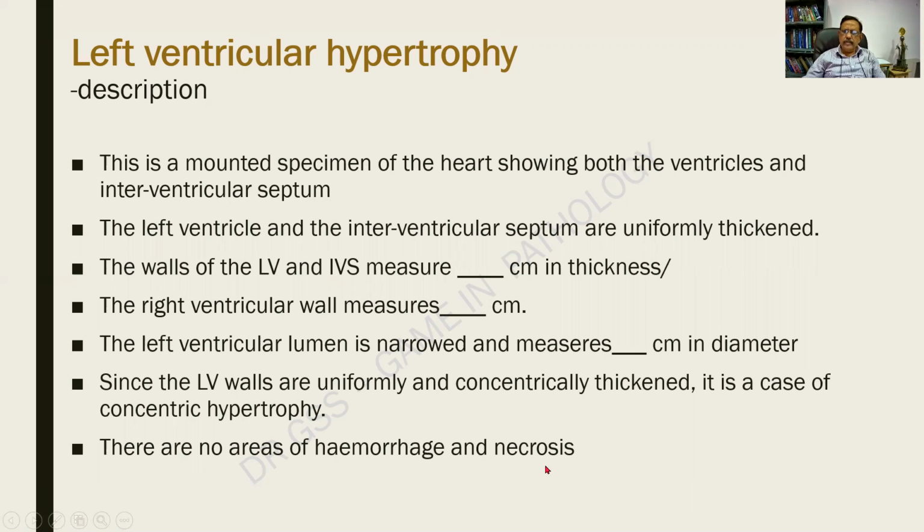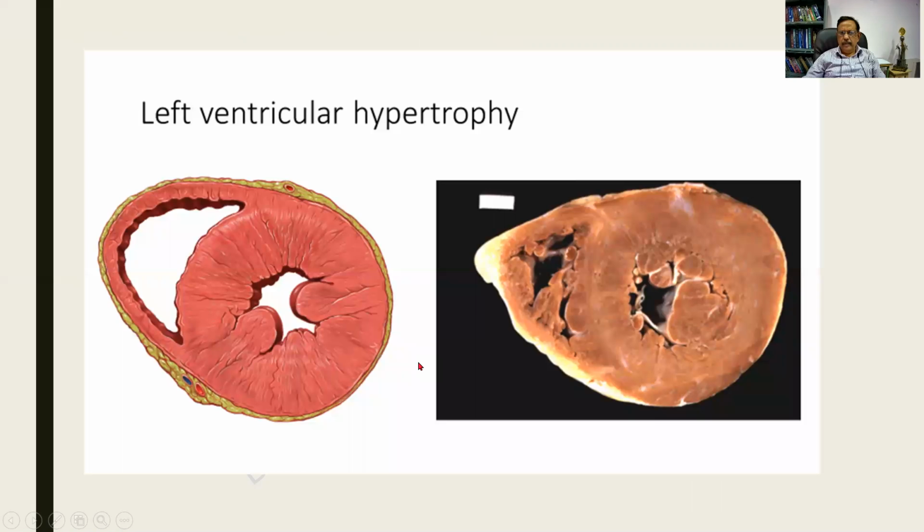There are no areas of hemorrhage and necrosis. This will be important. If there is hemorrhage, there will be a reddish discoloration. If there is necrosis, there will be a grayish black discoloration. Both of these are not seen, and hence, finally, the diagnosis is left ventricular hypertrophy.